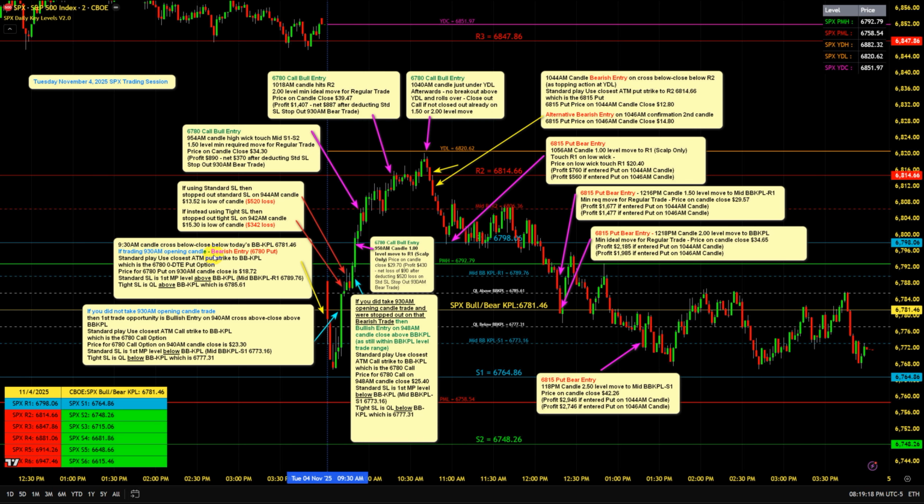If you did take this trade and you were stopped out, then the next available trade opportunity is this 9:48 a.m. candle here, because this is a close above the bull bear KPL. We're already stopped out. We have this big breakup candle here. We have this sideways consolidation in which we unfortunately got stopped out. And this candle is still in range.